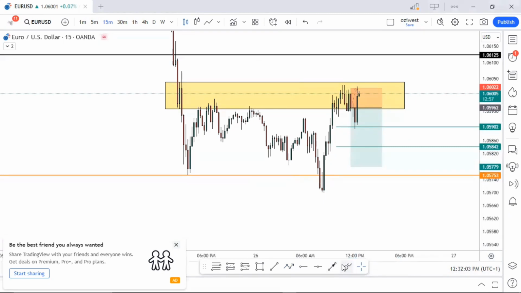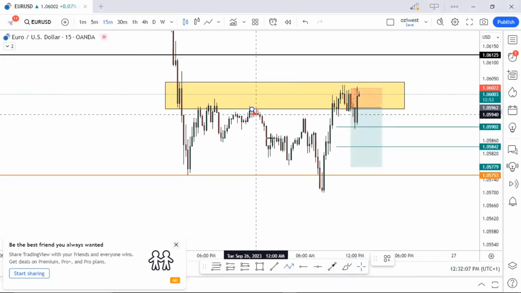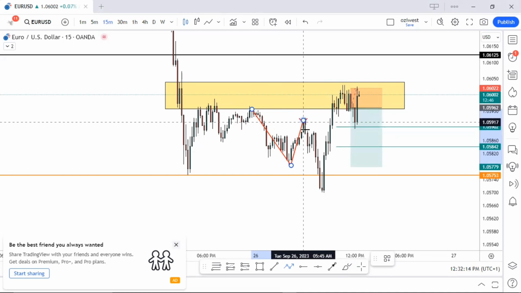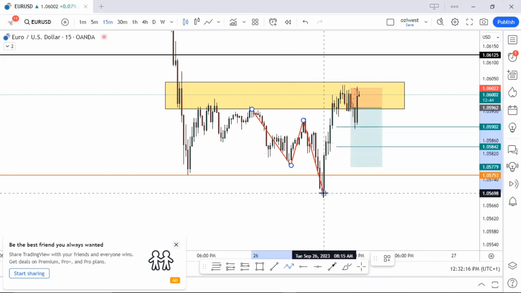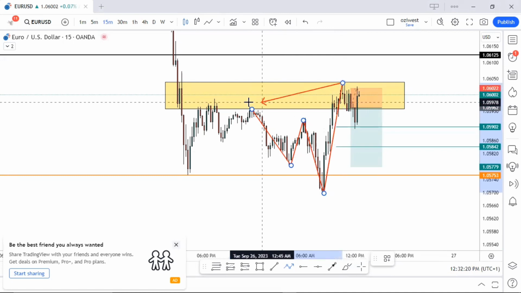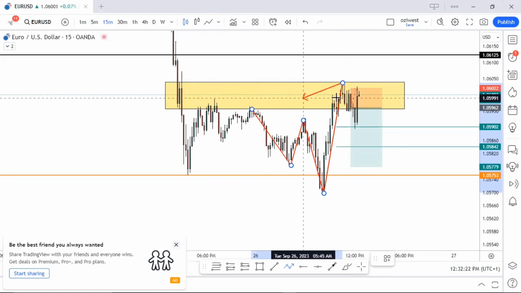Seems price was following this structure here. Lower lows, lower highs, lower low, then broke structure. The price is still at this resistance level.